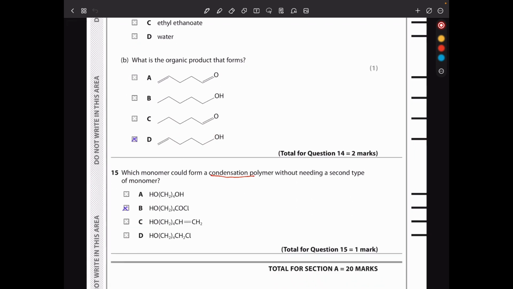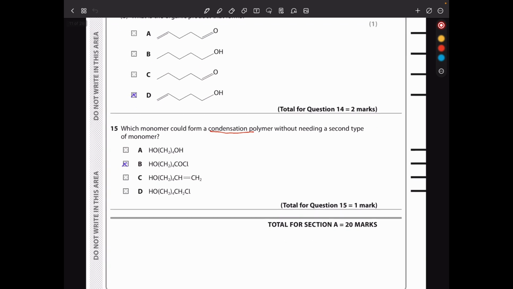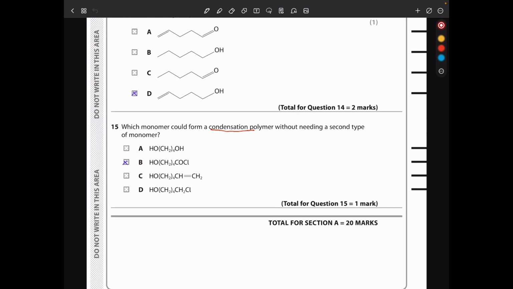And in question 15, which monomer could form a condensation polymer without needing a second type of monomer? Here the answer is going to be B. There is no reaction for A; if there was one molecule like this and another molecule, OH and OH will not react. This also will not react with a similar molecule, and that won't. So here we have an acyl chloride on one side and an OH on the other side. So an ester bond is going to be formed, meaning there is a possibility of forming a polyester.